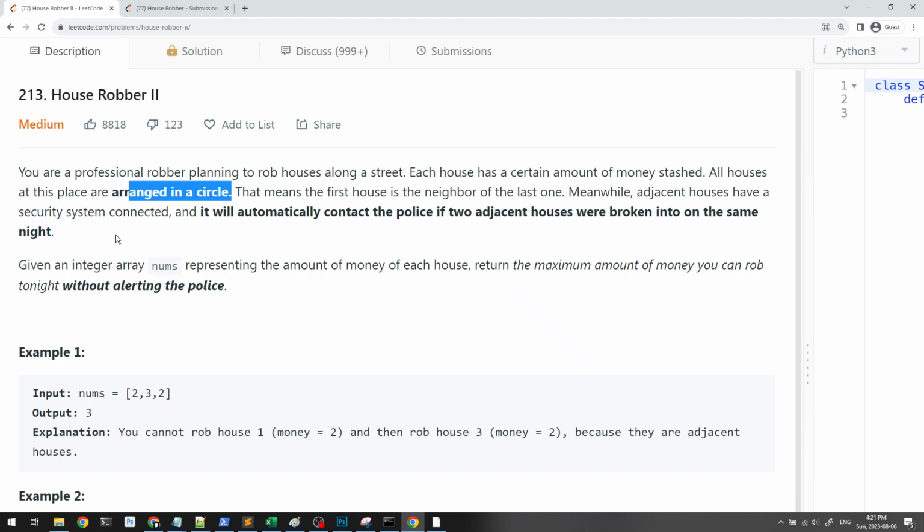Meanwhile, adjacent houses have a security system connected where it will automatically contact police if two adjacent houses were broken into the same night. Given an integer array nums representing the total amount of money at each house, we want to return the maximum amount of money you can rob tonight without alerting the police.